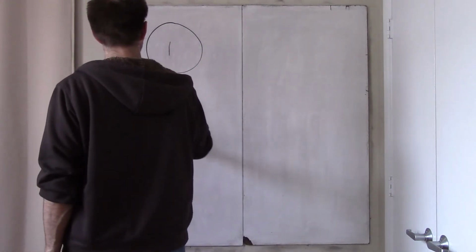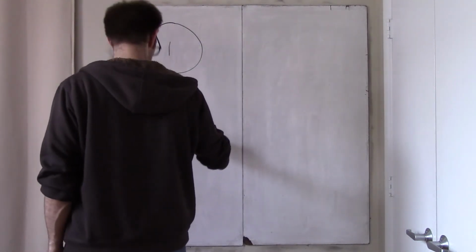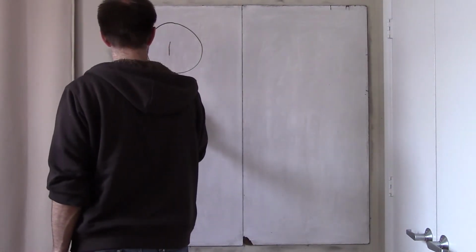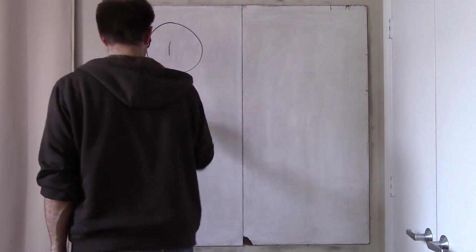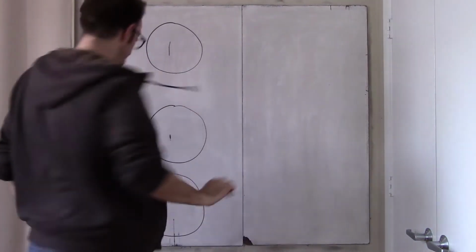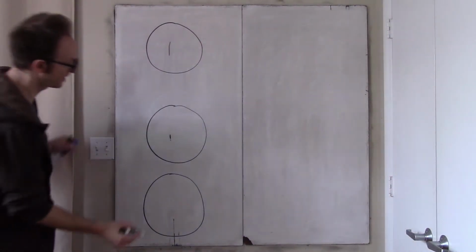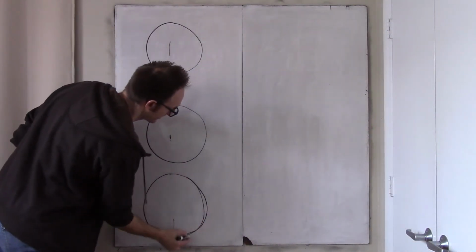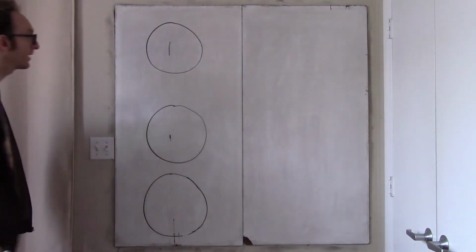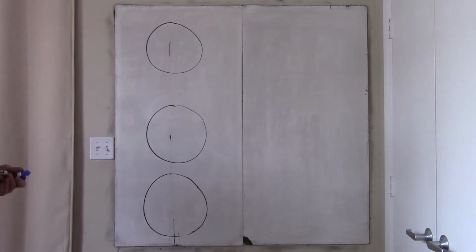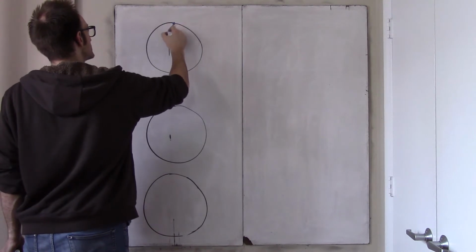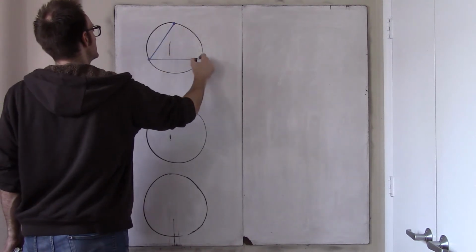Circle. Gotta be kind of careful here. Circle. Circle. Circle. Those all look reasonably equal to each other. Okay, great. What am I supposed to be drawing again? Well, the inscribed equilateral triangle, so that's this one. So it looks like this.